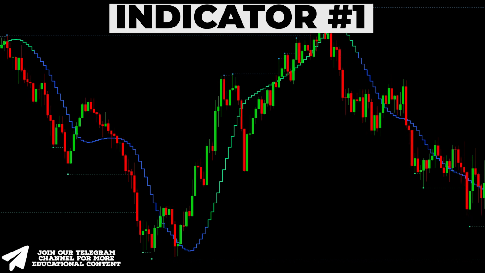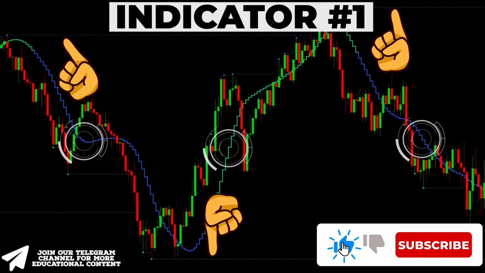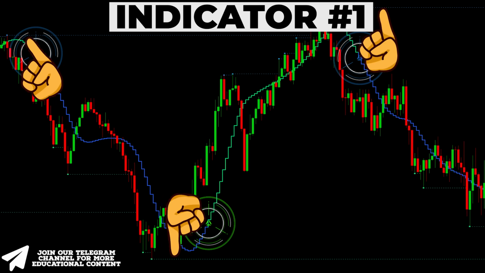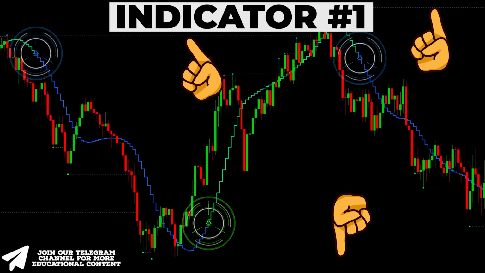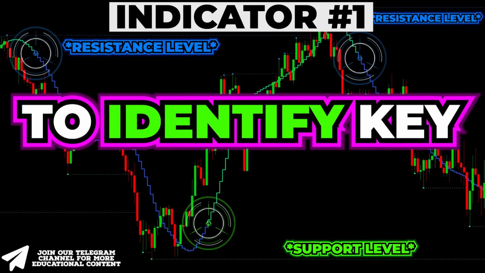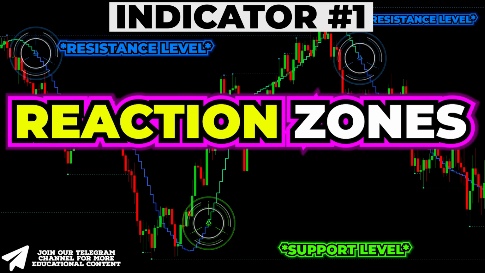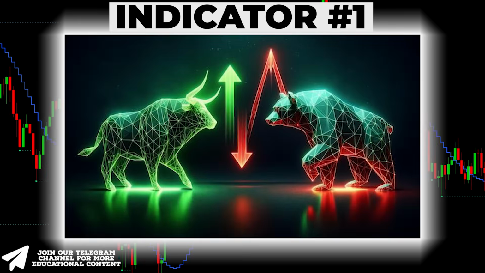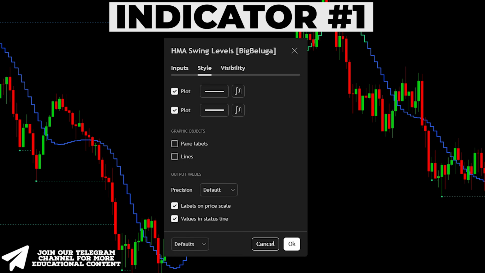As we can see, the indicator features a main line along with swing levels. Each time the main line changes color, the indicator begins plotting green and blue horizontal zones. You can use them as support and resistance levels to identify key reaction zones. However, our primary focus will be on the HMA-based mainline, which provides directional bias. With that, head to the Settings and, under the Style tab, disable the swing lines for better visuals.